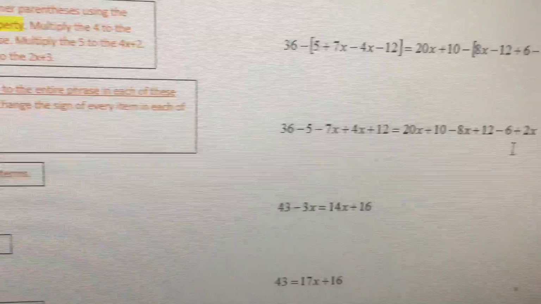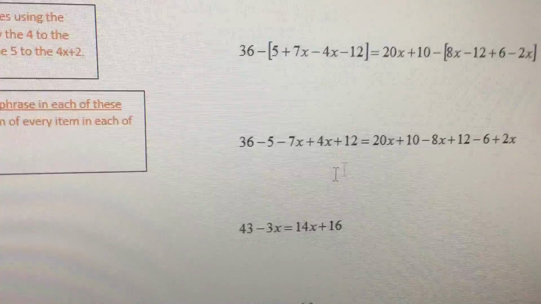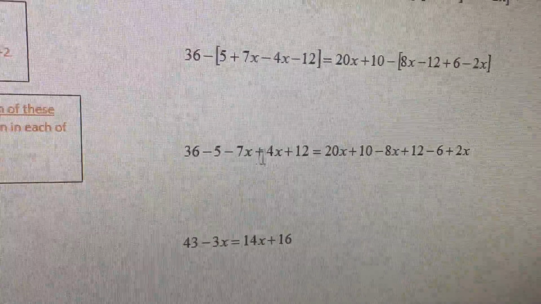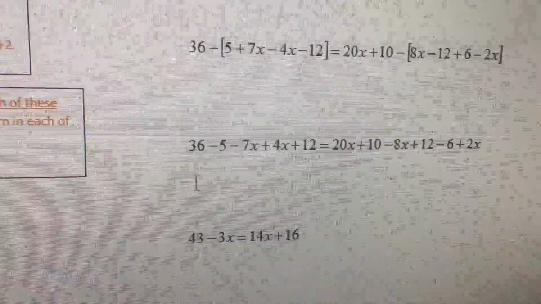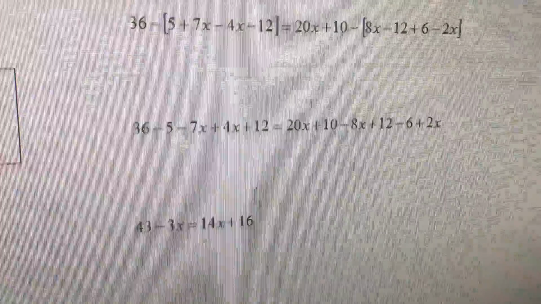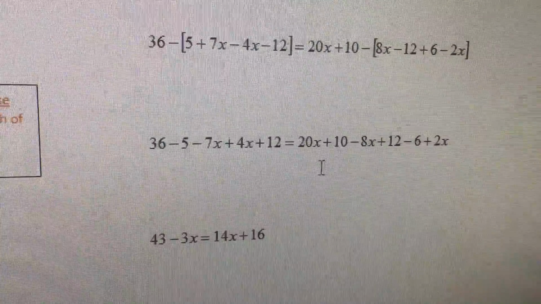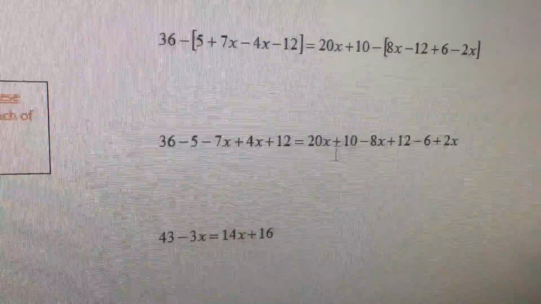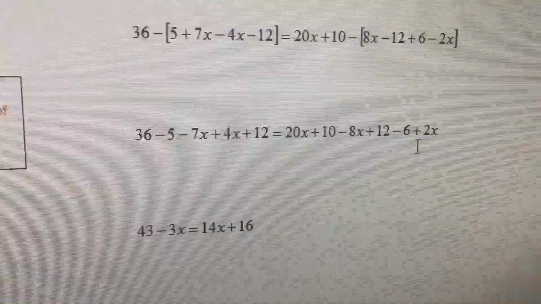Then we're going to combine the like terms. So our like terms over here, we'll combine the x's. We'll get 3x. And then we'll combine 36 minus 5 plus 12, 43. Combine the x's over here, 20x, negative 8x, and 2x, 14x, and then combine the 10 plus 12 minus 6 is 16.